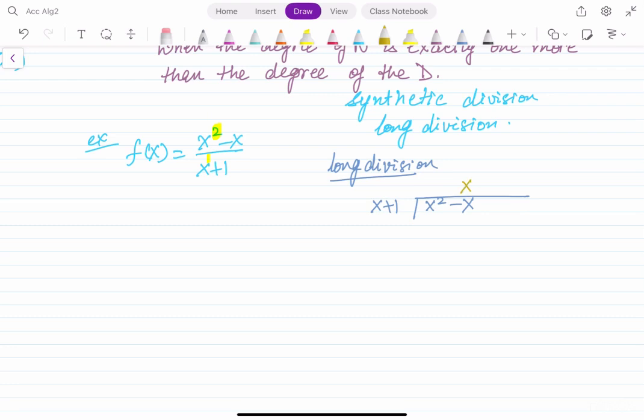You can stop the video right here and try to do the long division on your own and then come back and check the answer with me. Remember, when you are multiplying it, don't forget to subtract.